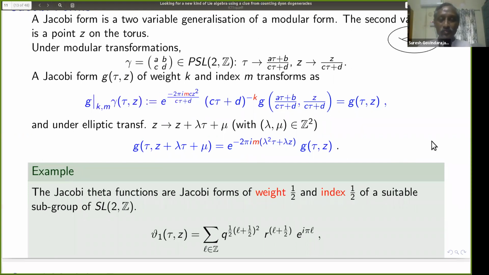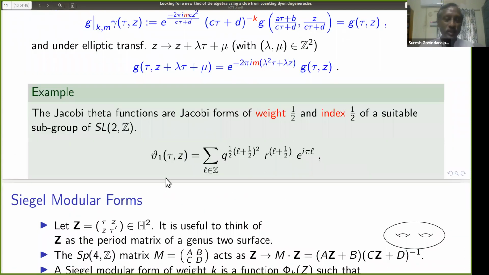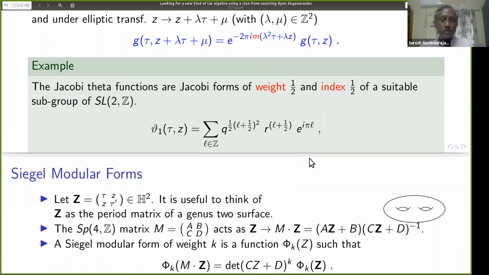Okay, but let's do an example again. The Jacobi theta functions are Jacobi forms of weight half and index half of a suitable subgroup of SL2Z. We'll focus on one particular one, theta 1 of tau and z. It's a sum over l belonging to Z, and that's an e to the i pi l. So you can see that you can break this up into positive and negative coefficients, with l being even and odd. So it is like A minus B, where A gets contributions from l even and B gets contributions from l odd. So this is just a definition. This is a nice example.